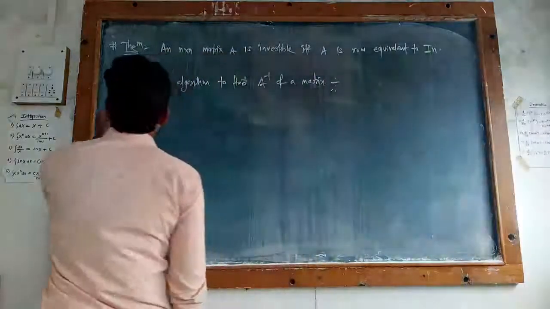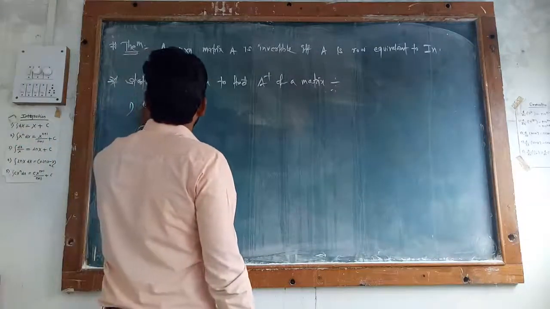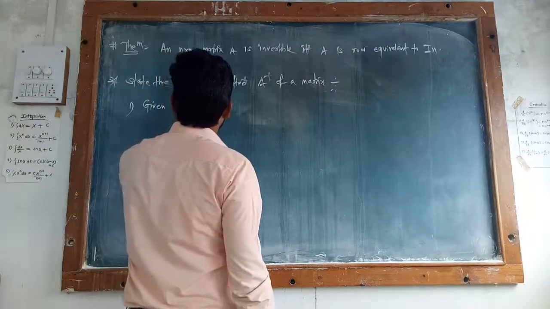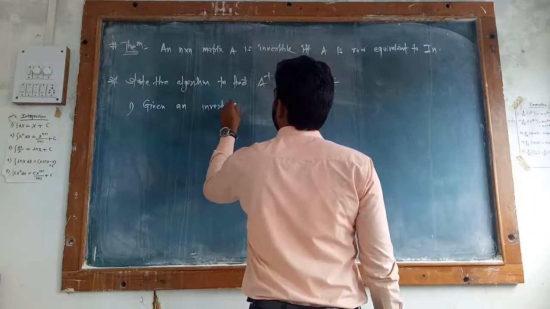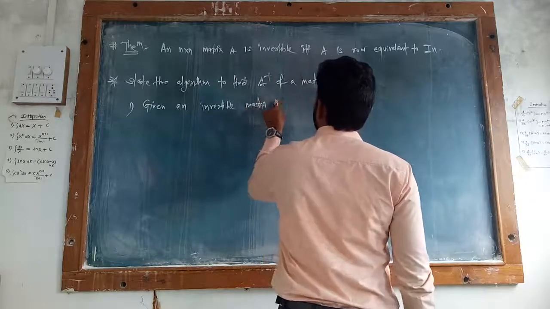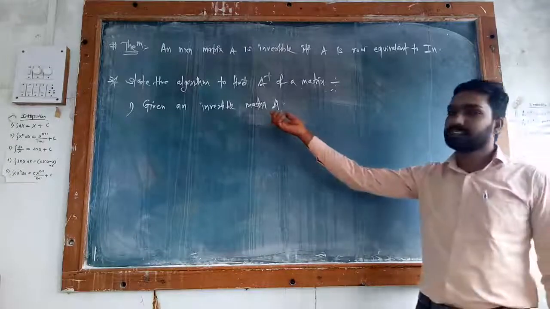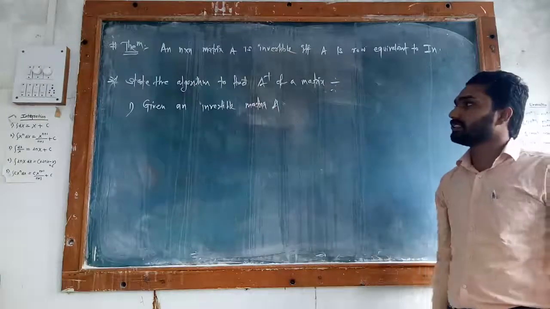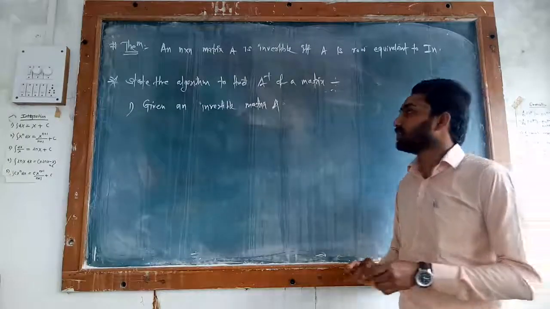So your first step is, given an invertible matrix A. That is, we have given matrix A, and this matrix is an invertible matrix. Invertible matrix means its determinant is non-zero.